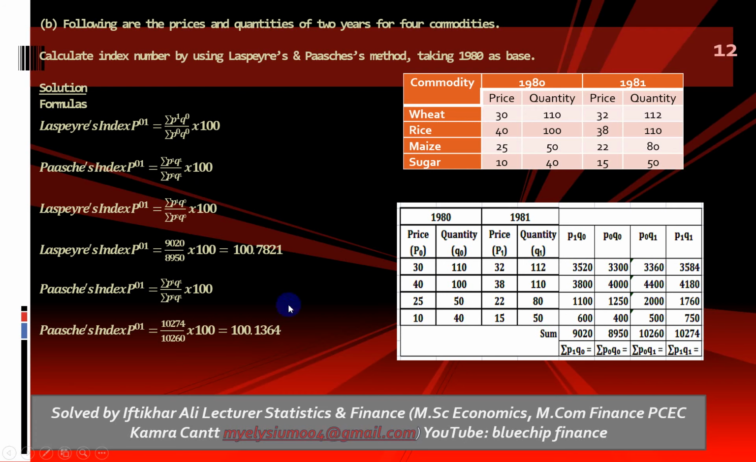It means that according to the Laspeyres index, in 1981 there is 0.7821% inflation, and according to the Paasche index, in 1981 there is an inflation of 0.1364%. Question number 5.